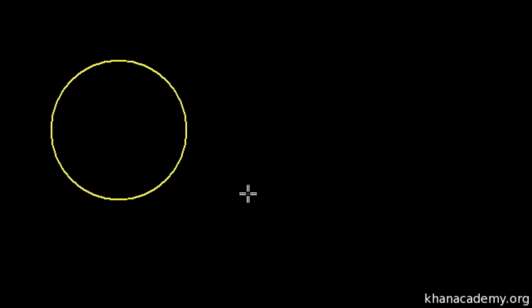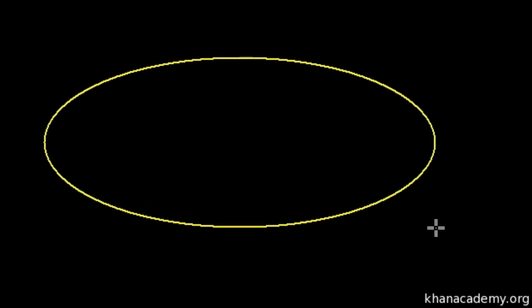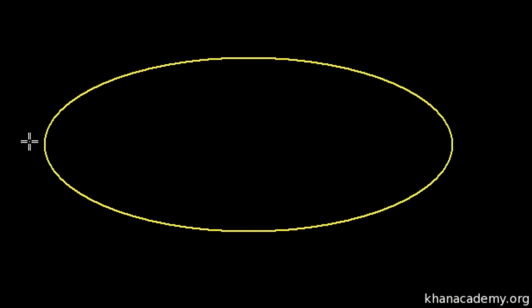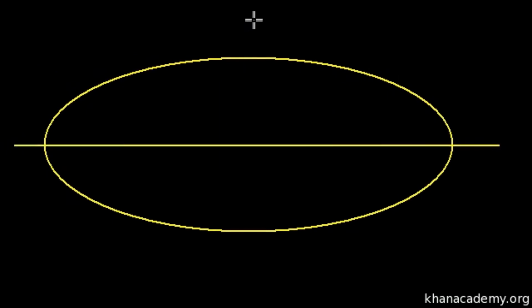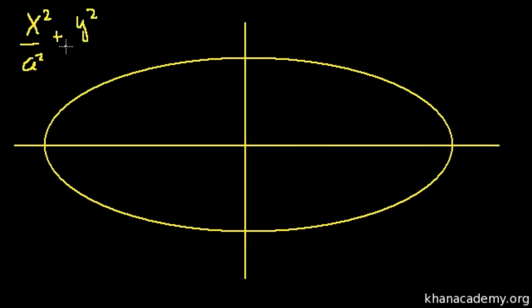So let's say I have, let me draw another one. So that's my ellipse. And then I want to draw the axes for clarity. And let me write down the equation again, just so we don't lose that. x squared over a squared plus y squared over b squared is equal to 1.